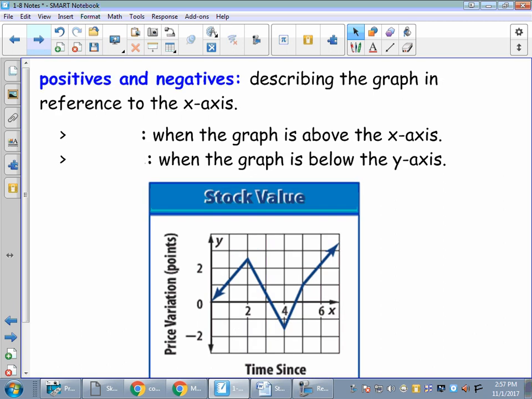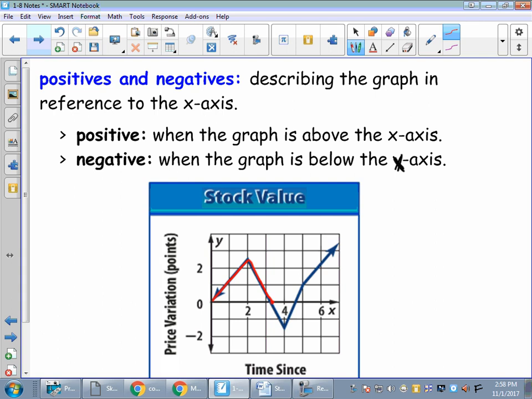Now, these don't really have a specific name, but we can also describe the positives and negatives of a graph. The positive and negative values of the graph are in comparison to the x-axis. So when is the graph positive? That's when it's above the x-axis. And the graph is negative when it's below the x-axis. Oops, it should say x-axis here. That's a typo. So our positive and negative values are in reference to the x-axis because values above the x-axis are positive. So the stock values were positive from 0 hours all the way to just past 3 hours.